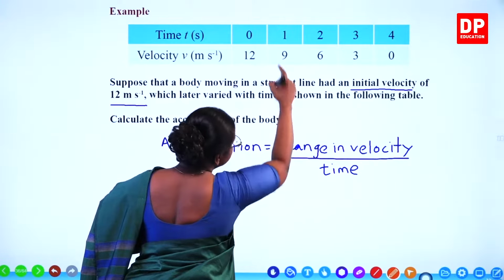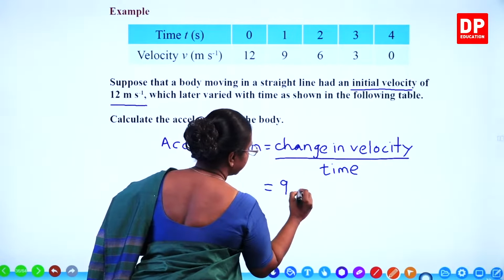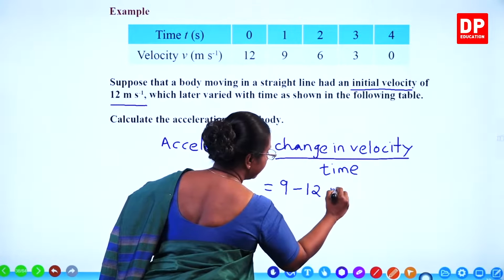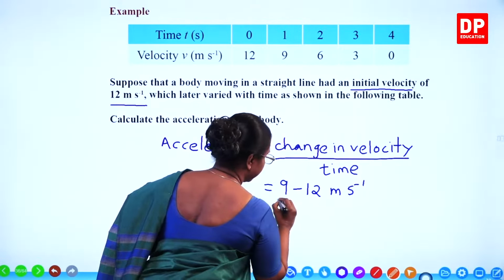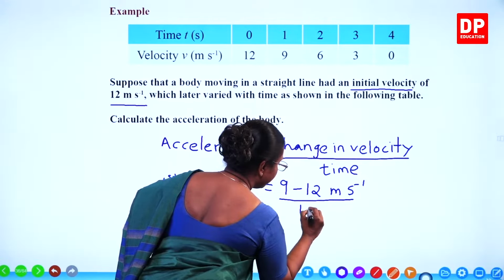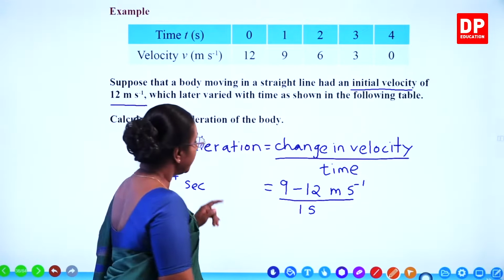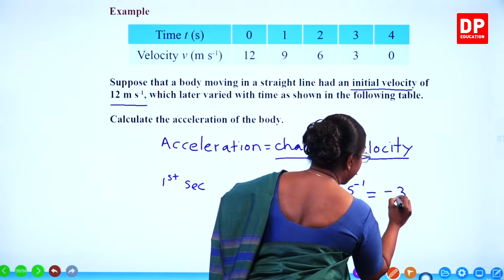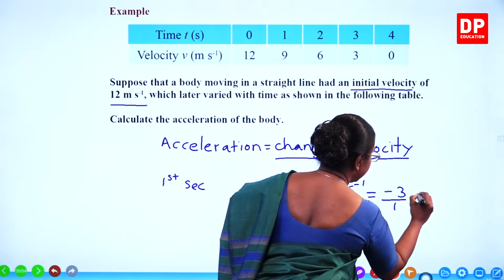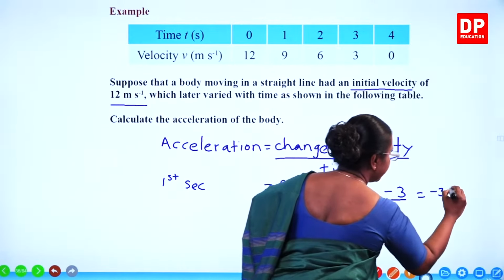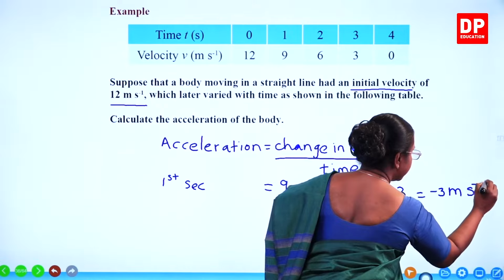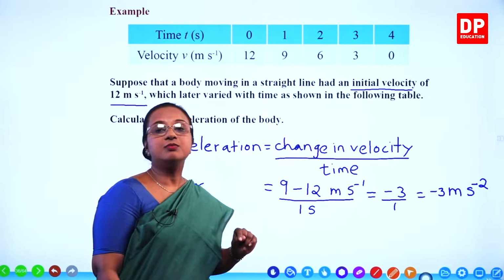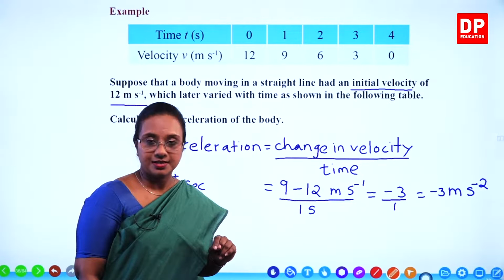Final velocity is 9 minus initial velocity 12 meters per second divided by time 1 second. If we calculate this, you will get the value as minus 3 over 1, that is minus 3 meters per second square. We get a negative value for the acceleration.